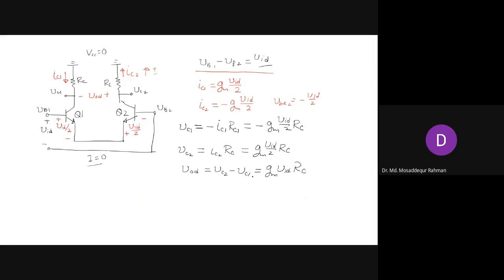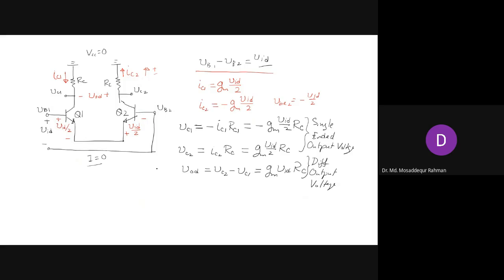Right? So these two we call single-ended output voltage, and this is our differential output voltage.